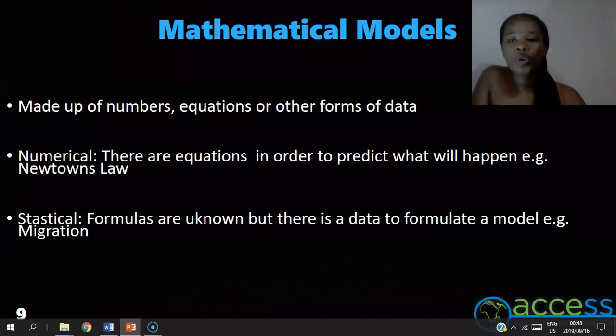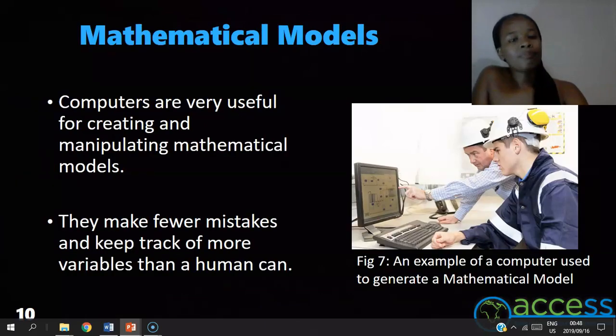With the statistical, you don't know the formulas, but we know the data. But when it comes to numerical, we know the equations, but we don't know the data. It's in our human nature to forget. So we use computers to generate the mathematical models because they make fewer mistakes, and they can keep track of more variables than any human being can. For instance, if you take a look at figure 7, we have an example of a computer which is used to generate a mathematical model.